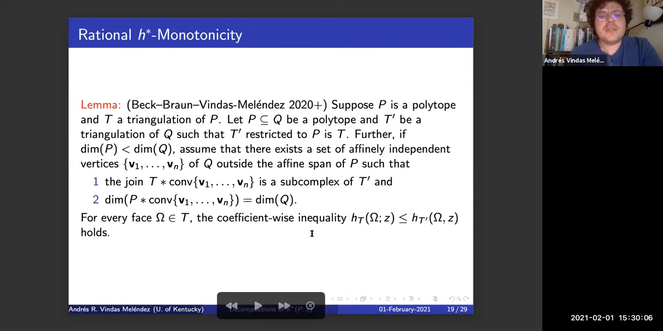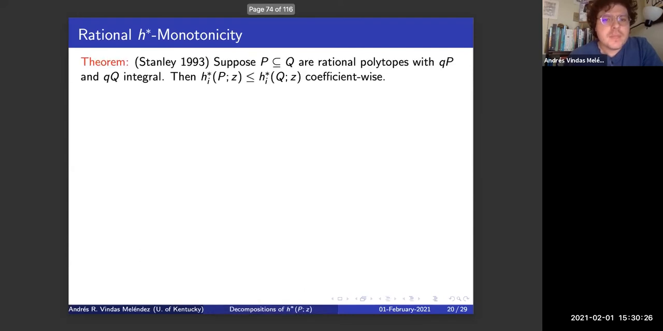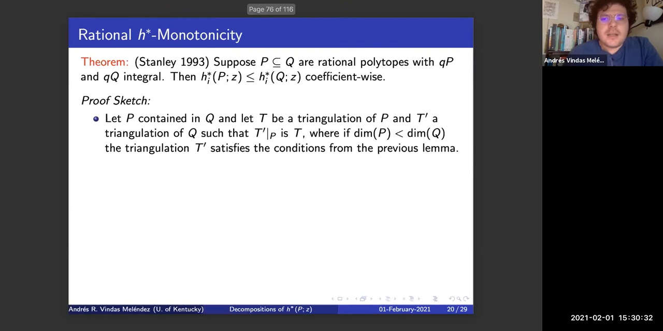And so what this lemma is saying is that for every face in the triangulation, the coefficient-wise inequality of the H polynomials of those faces holds, okay? I'm going to spare you the proof of this, but this is just telling us that the H polynomials dominate one another. Well, the coefficients dominate one another, okay? And so now let's prove Stanley's result differently. Here's just the setup, and everything is satisfied as in the previous lemma.